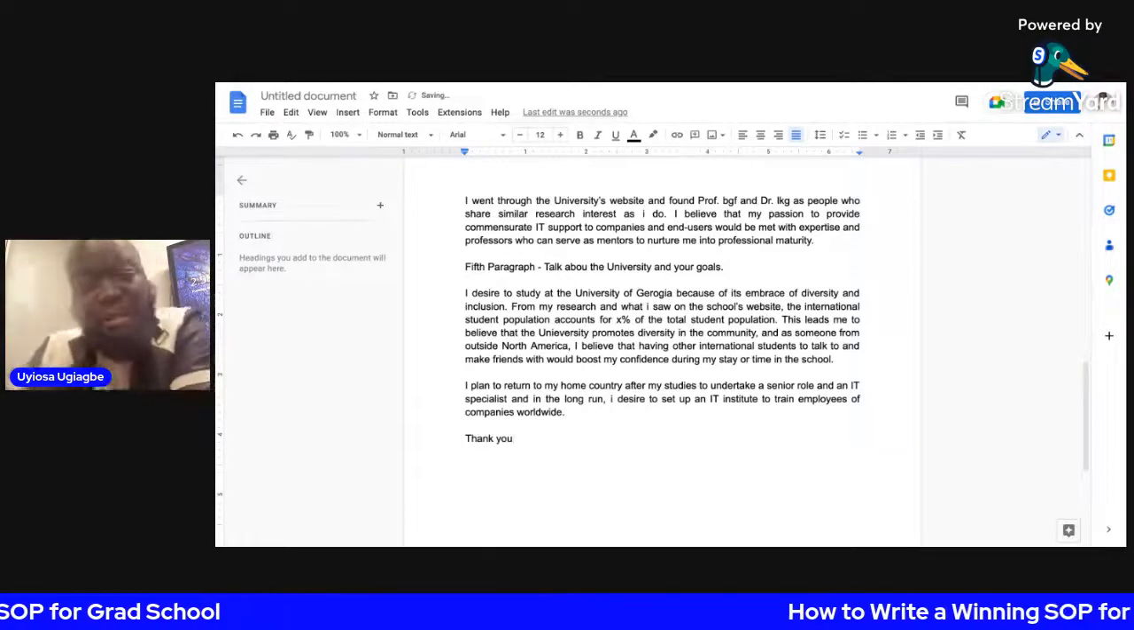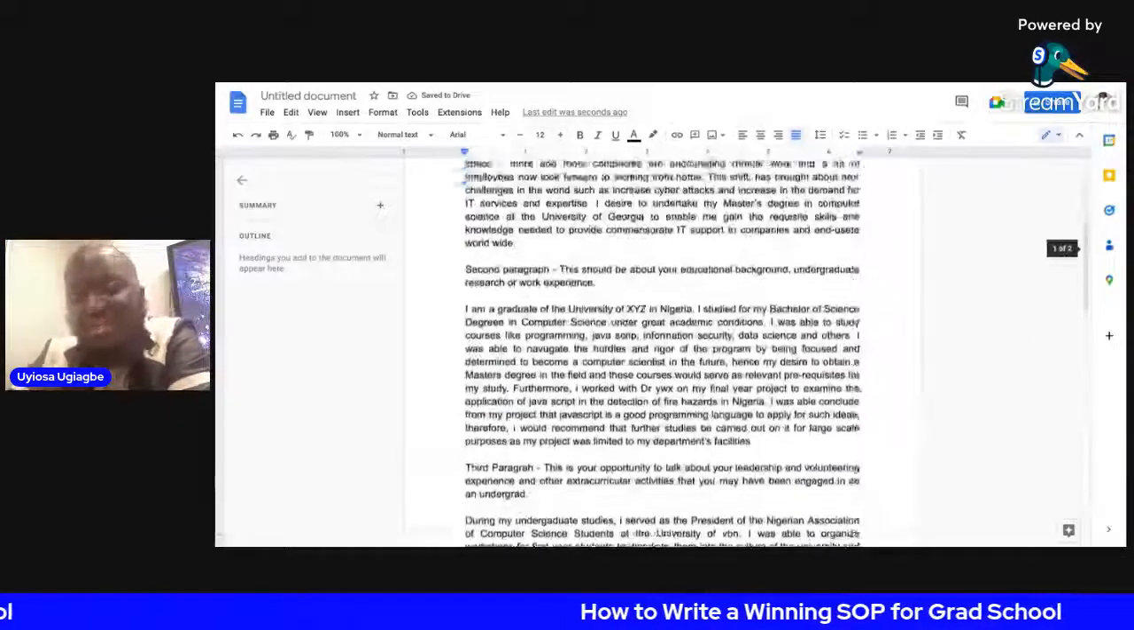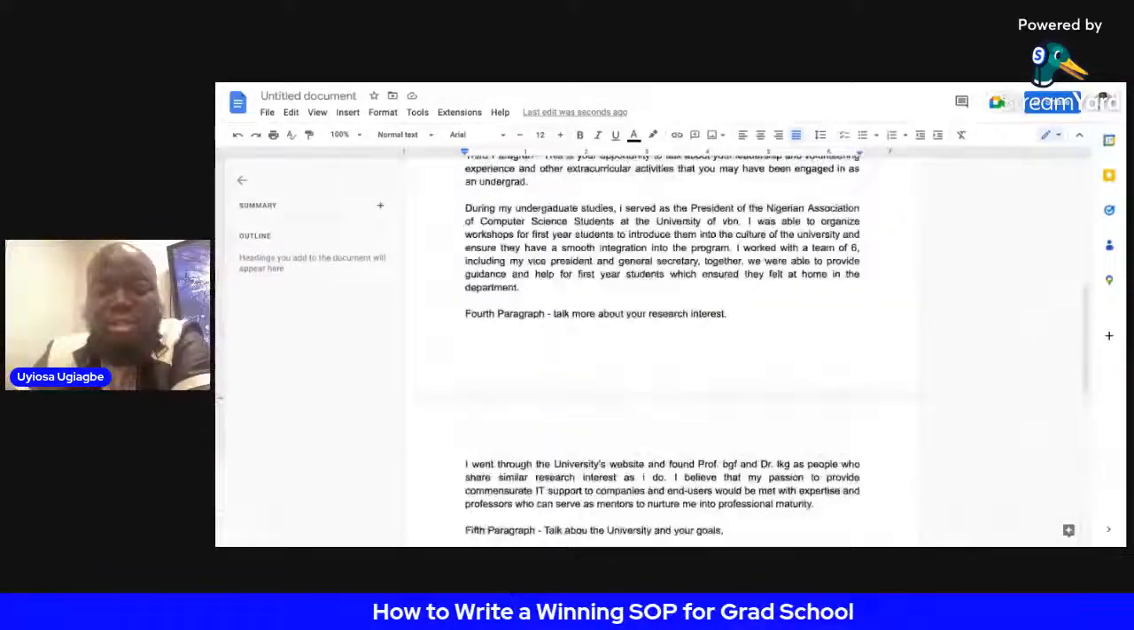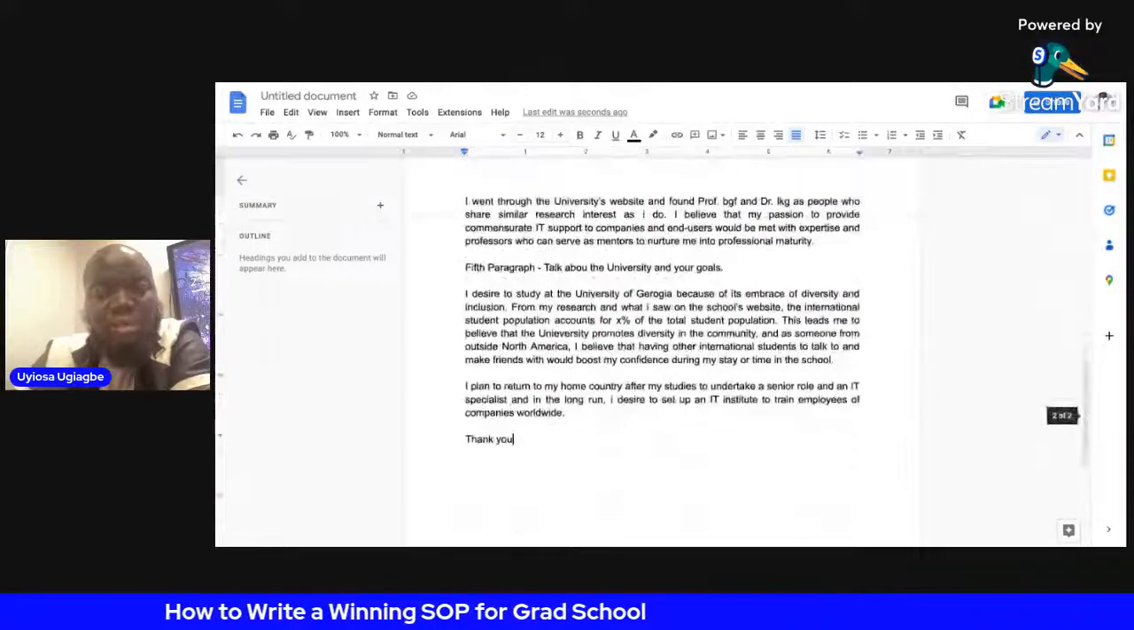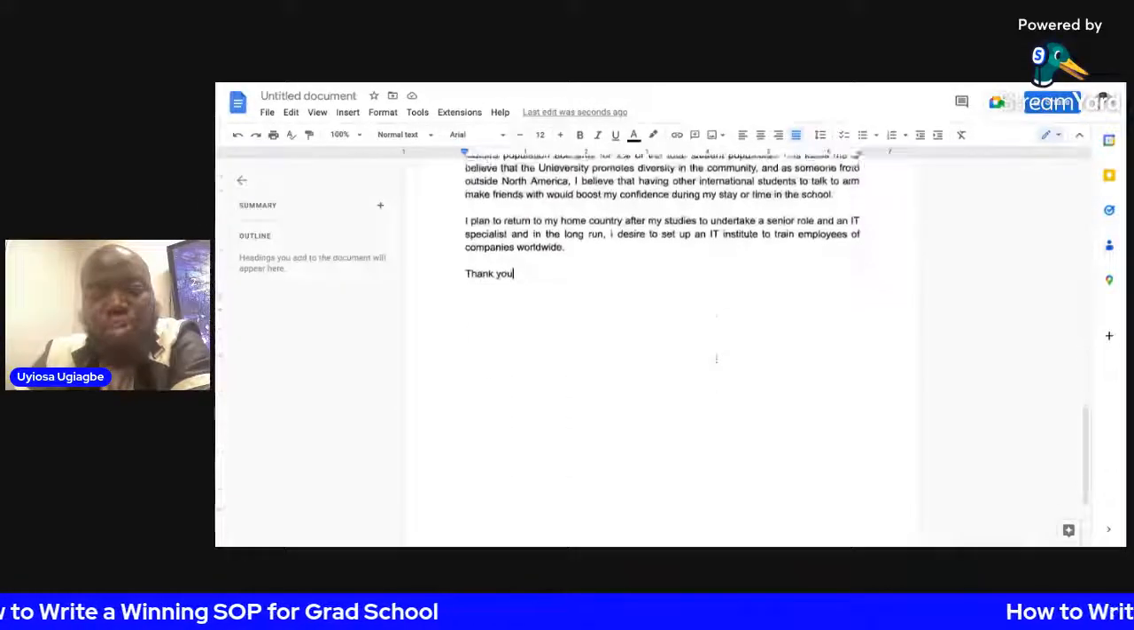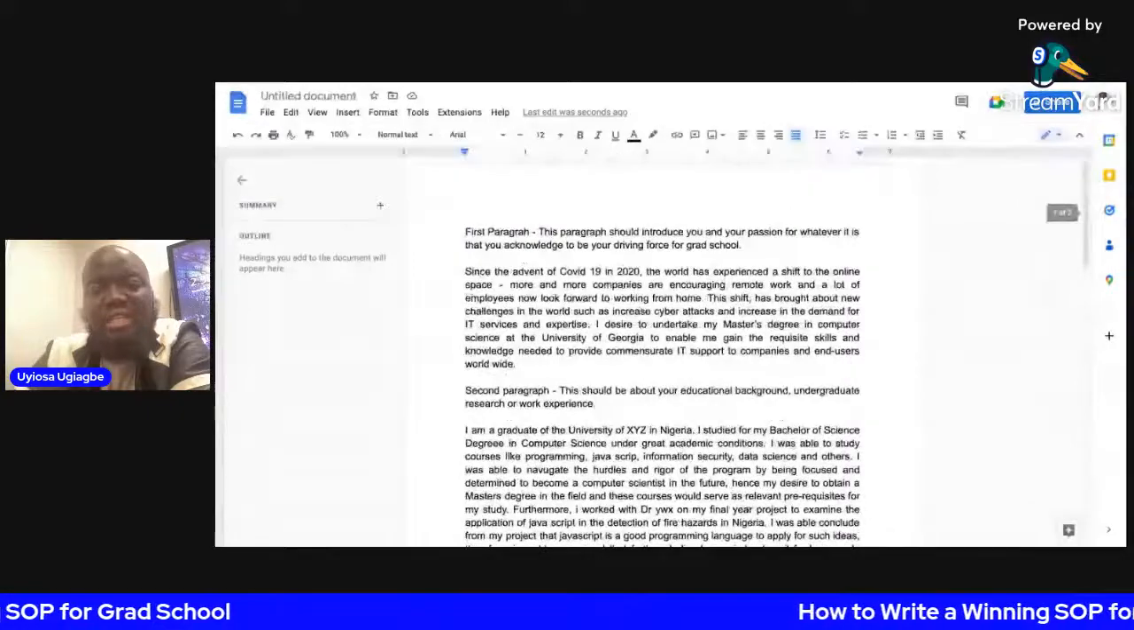This is an example of a perfect SOP that will fly anytime, any day, anywhere. Not too short, not too long, just perfect. Flow, straight to the point, easy to read, easy to understand.